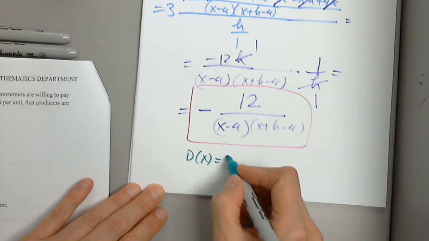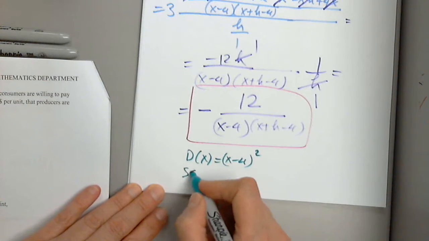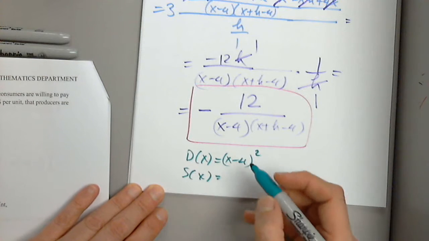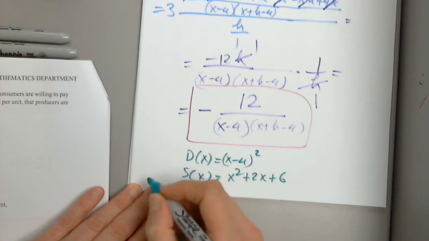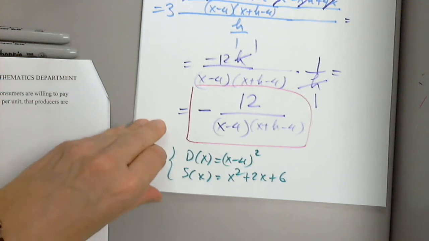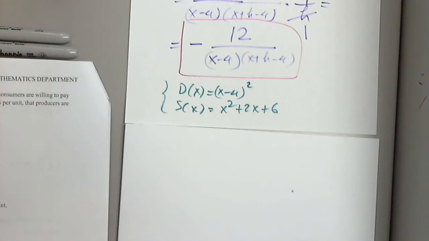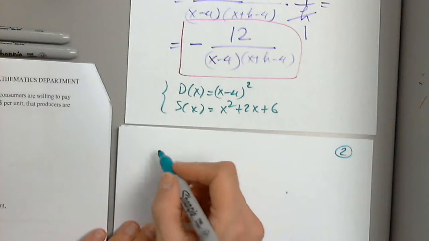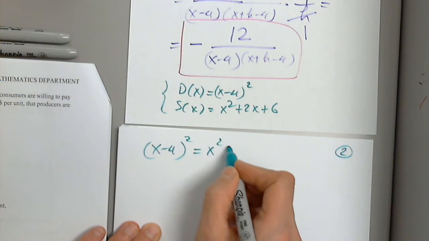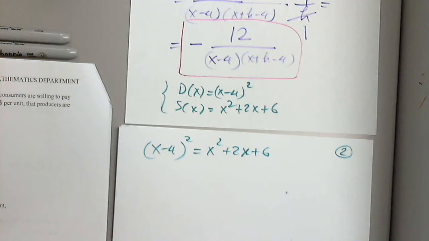We are given d of x, which is x minus 4 squared. We are given s of x, so demand and supply, x squared plus 2x plus 6. And they're asking us to find first the equilibrium point. What do I have to do in order to find the equilibrium point? Very good. So x minus 4 squared must equal x squared plus 2x plus 6. Good. So have we found the break-even point? I got 1, 9. Brian? Yes, the coordinate point 1, 9, but I'm not sure if I did it.